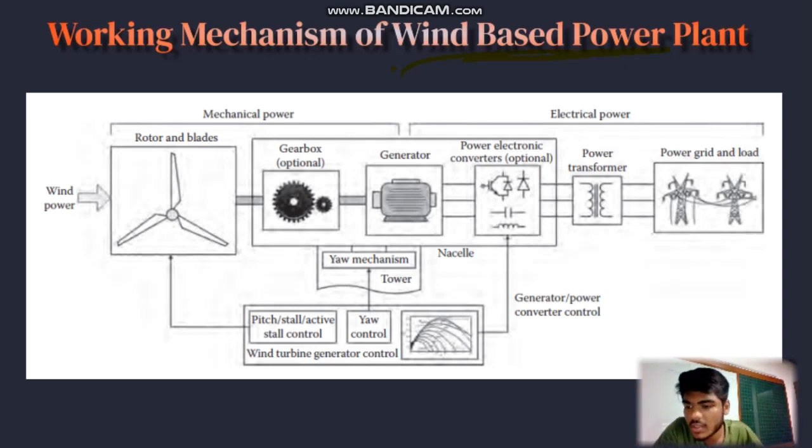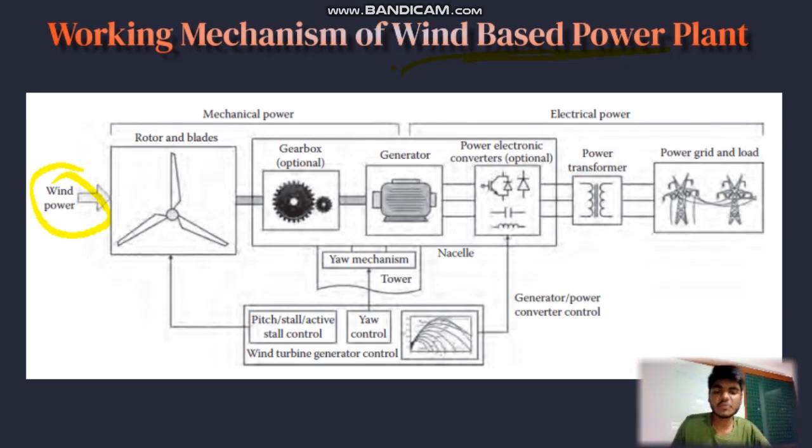So first of all, let me discuss this part, which is the wind power. Wind power is a form of renewable energy that is generated by the movement of air masses. When wind flows over the blades of the wind turbine, it creates a force that causes the rotors to rotate. This rotational motion is then efficiently converted to electrical energy.